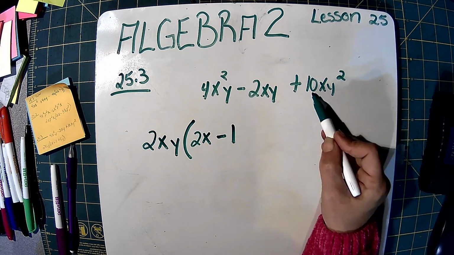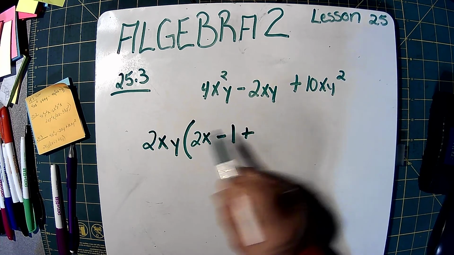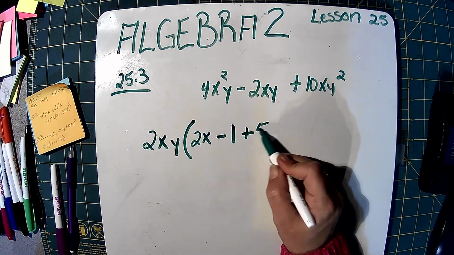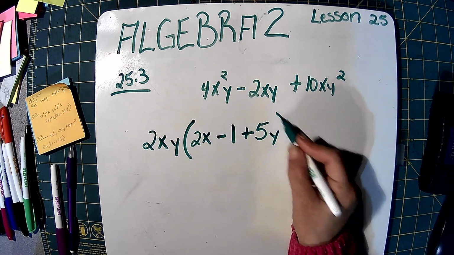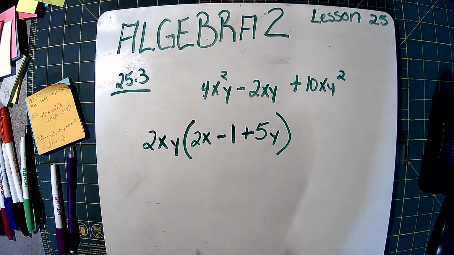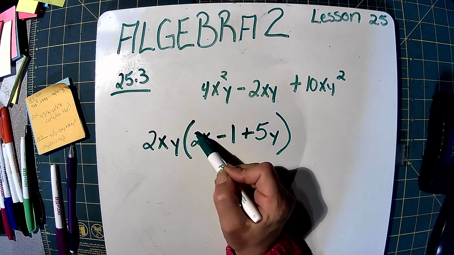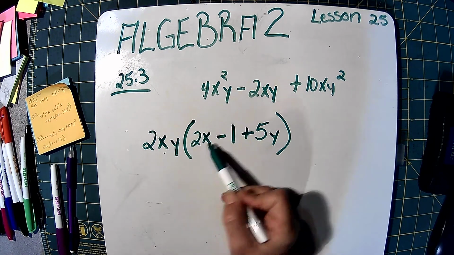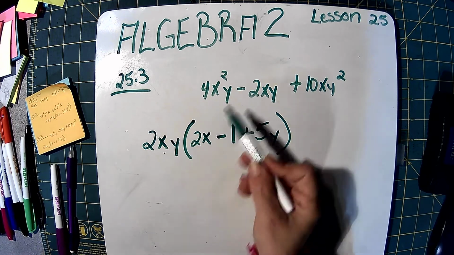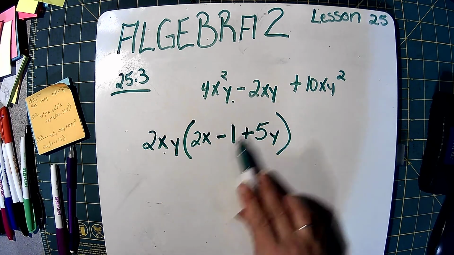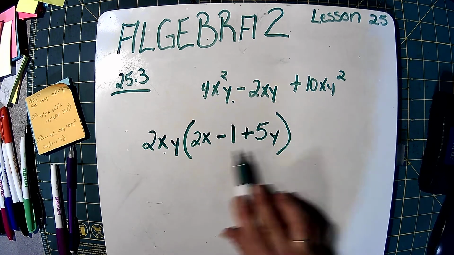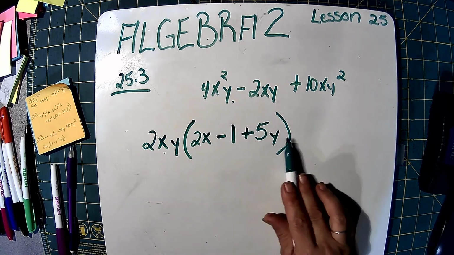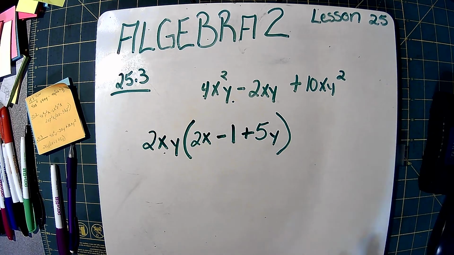And then 2 goes in 10 5 times. We used the X, we used one of the Y's, so we got one Y left. So that's the answer to that one. And if you multiplied this back out, you said 2 times 2 is 4, X times X is X squared, and then a Y, and then we said 2 times negative 1 is negative 2, and then the X and a Y, and then if we said 2X times XY times 5Y, you would get that one.